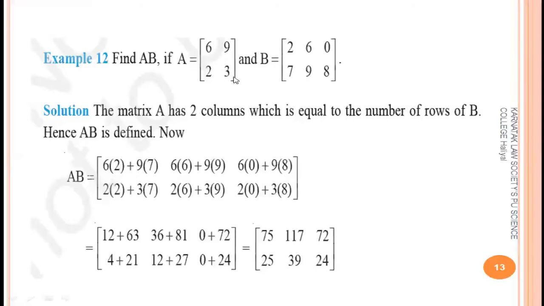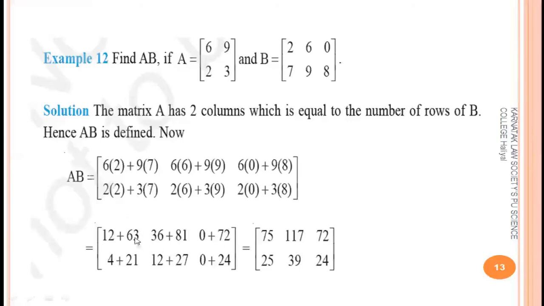Now second row. Second row into first column. 2 into 2 plus 7 into 3. Next, second row into second column. 2 into 6 plus 3 into 9. Now third column. Second row into third column. 2 into 0 plus 3 into 8. After that, you need to take the sum of all this.